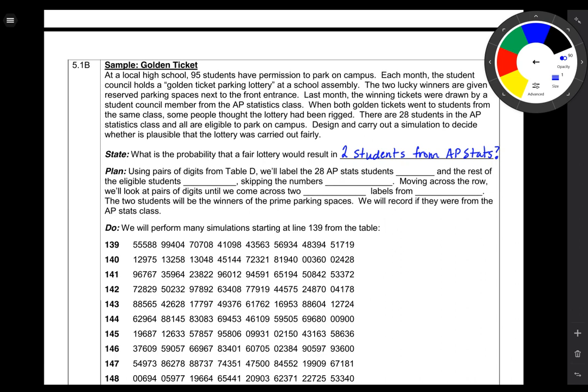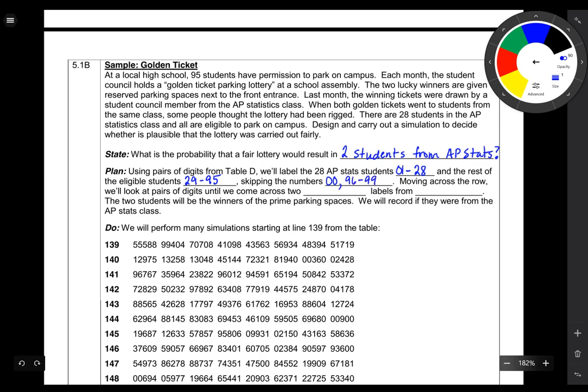Under the plan, if you have a textbook, you'll see that there's a table D. You would be given lines like this on an AP exam if you're asked to use a table. So using pairs of digits from table D, we'll label the 28 AP Stat students 01 to 28, because remember there's 28 stats kids, and the rest of the eligible students, and remember there's 95 students, 29 to 95. Skipping the numbers 00 and 96 to 99.